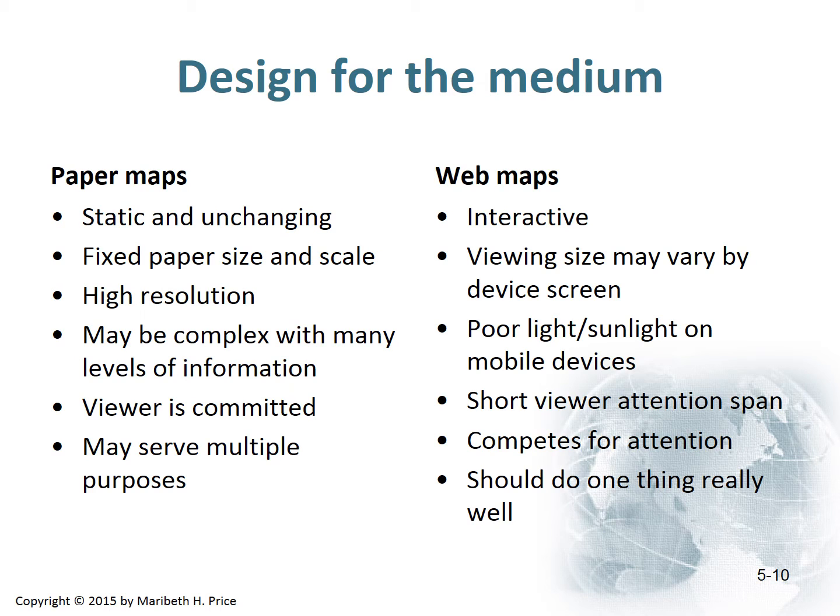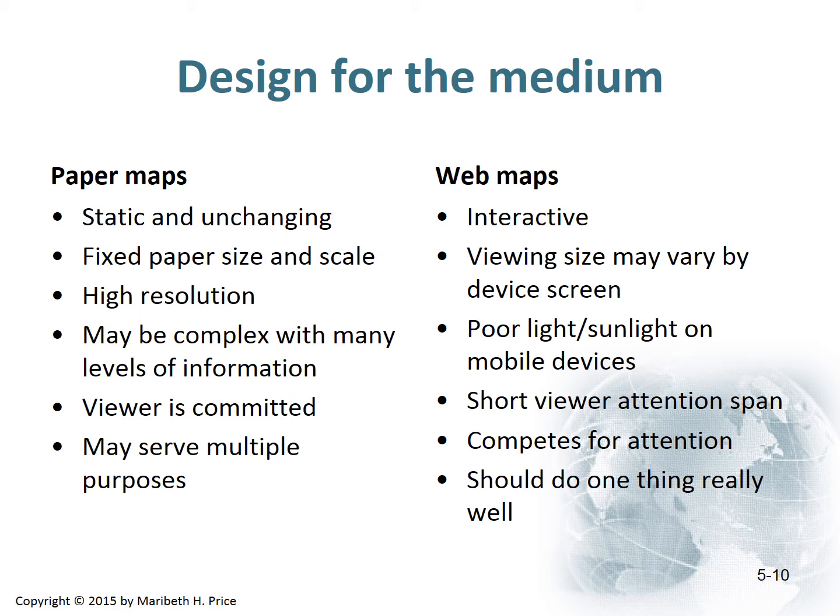Posters or paper maps should be static and unchanging, fixed paper size and scale, high resolution. You can have a lot of complex information, and a lot of times you can have a lot of levels of information, because the viewer's committed, and it may serve multiple purposes. In other words, you're going to have this large map with a lot of information, and somebody is interested in it because they stopped there specifically to look at that. And you could use this for multiple scenarios.